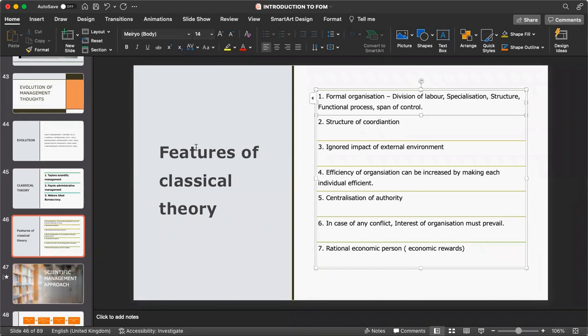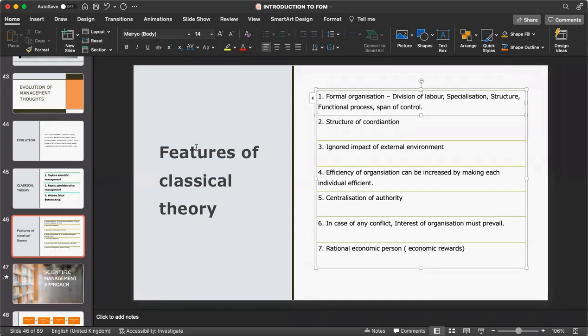Okay, then you're the rational economic person. We know that if a particular person is performing well, you need to keep in mind how that individual must be rewarded economically. Definitely there should be some sort of motivation which you need to provide to them. That motivation may be financial rewards, non-financial rewards, bonus, bonus shares, anything it could be. Okay, so these are the very basic features we have for the classical theory.